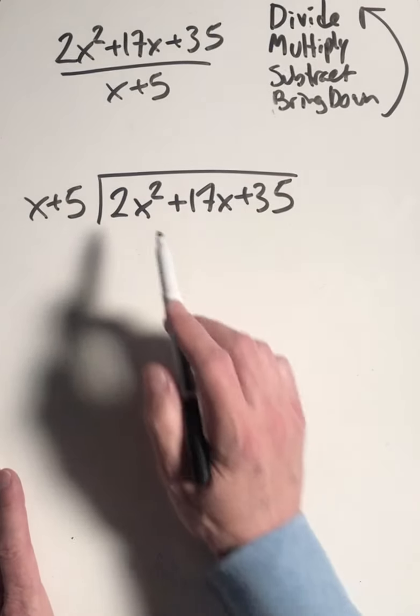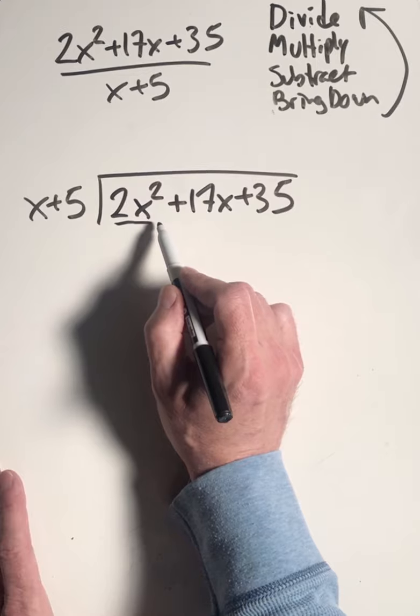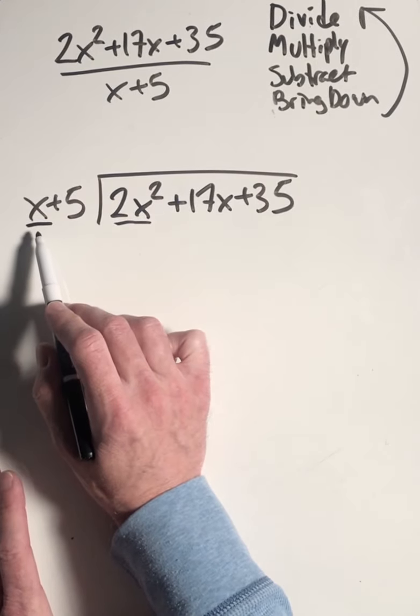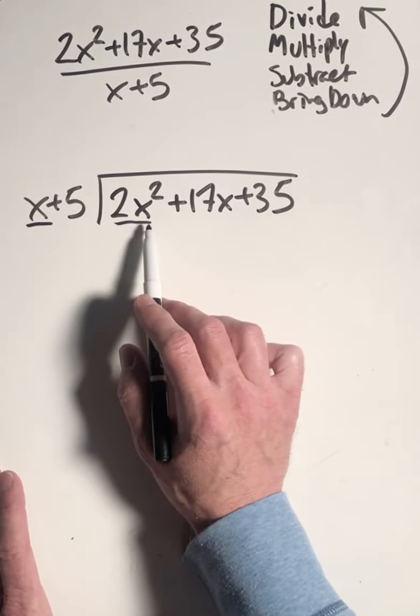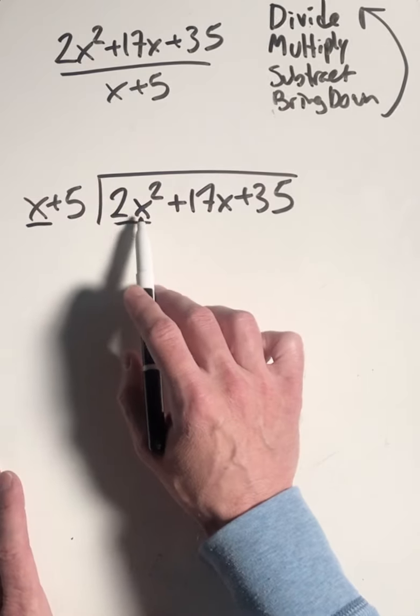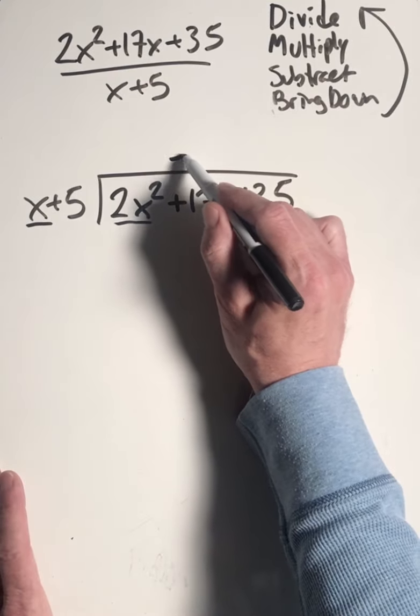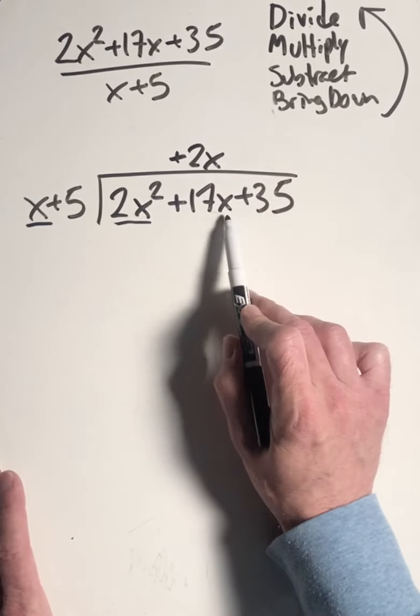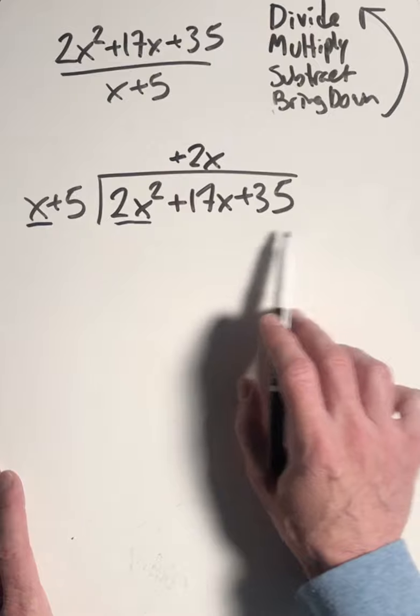The first thing to do is look at the first term, so we're going to take 2x squared and divide it by the first term here. Well, x goes into 2x squared 2x times, because 2x times x equals 2x squared. So we're going to write that positive 2x above the x term in our dividend.